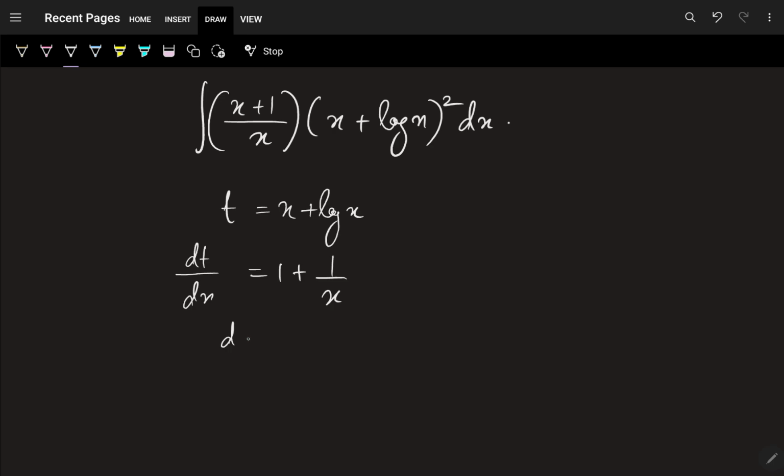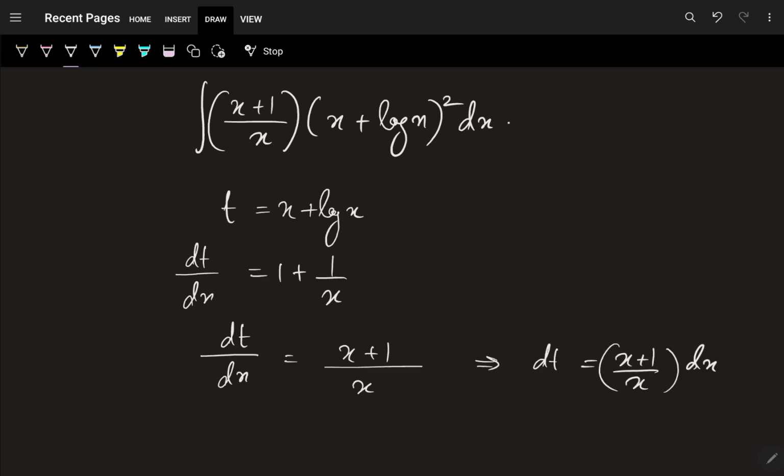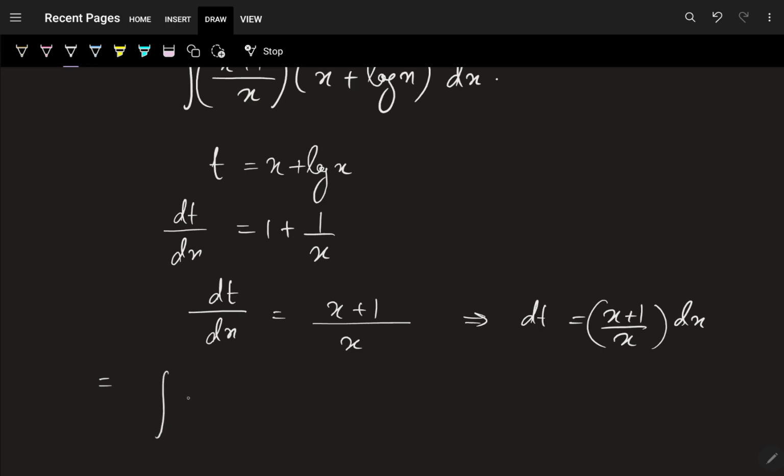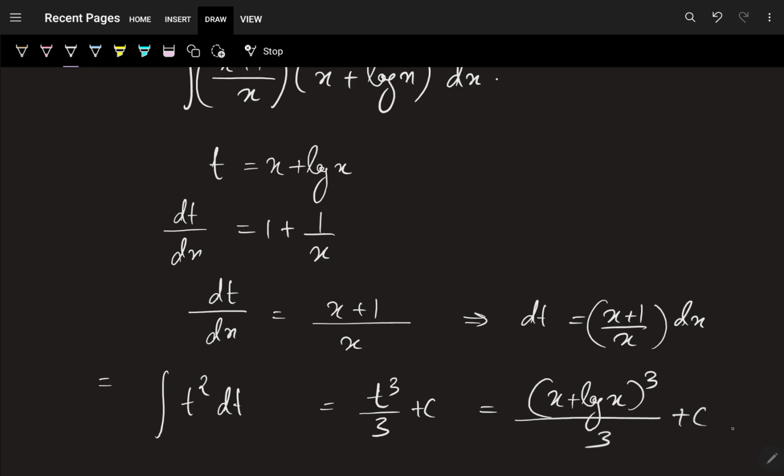Now the idea is you just take the LCM on the right hand side. This is gonna be x plus 1 upon x. So this dt is gonna be x plus 1 upon x into dx, which is what I have on the top. So this is gonna be integration t square dt, which is t cube by 3 plus c. Now what is t? t is x plus log x, so (x plus log x) cube by 3 plus c.